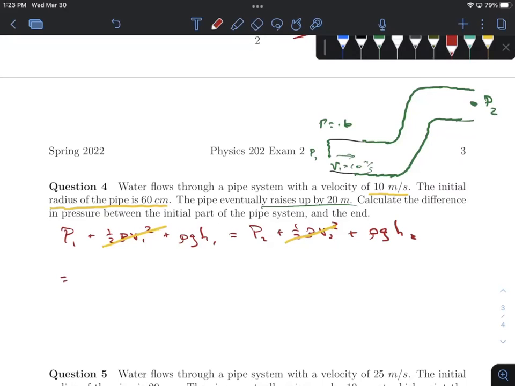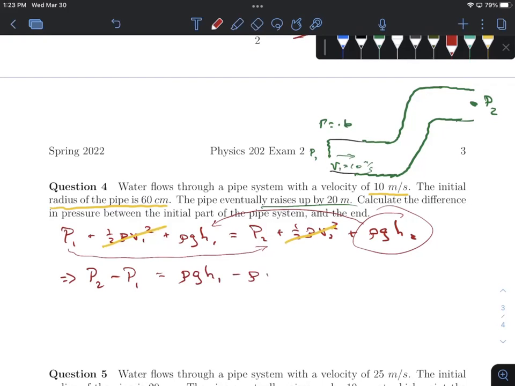So if I continue, I say, what is it I'm looking for? I want the difference in pressure. And difference in pressure means P2 minus P1, the change in pressure, the difference between the end and the beginning. So if I want P2 minus P1, that means P1 I have to move to the other side, and that's why it becomes negative. And then I want P2 minus P1 by itself. So this term over here, rho g h2, I have to bring to the other side. And when I do, it becomes negative. So now that side of the equation is rho g h1 minus rho g h2.